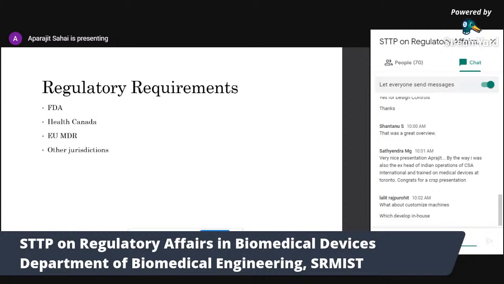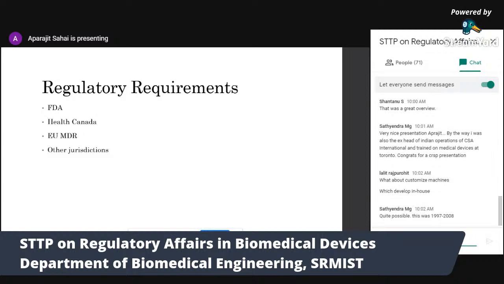What about customized machines developed in-house? Like I said, it depends. There are exceptional cases, and it depends on what kind of customized machine you're talking about. Let's say, for example, you developed an implant that is customized to the patient. There are new regulations in each jurisdiction about such devices, and they still need to meet requirements. And again, this is a very general question.